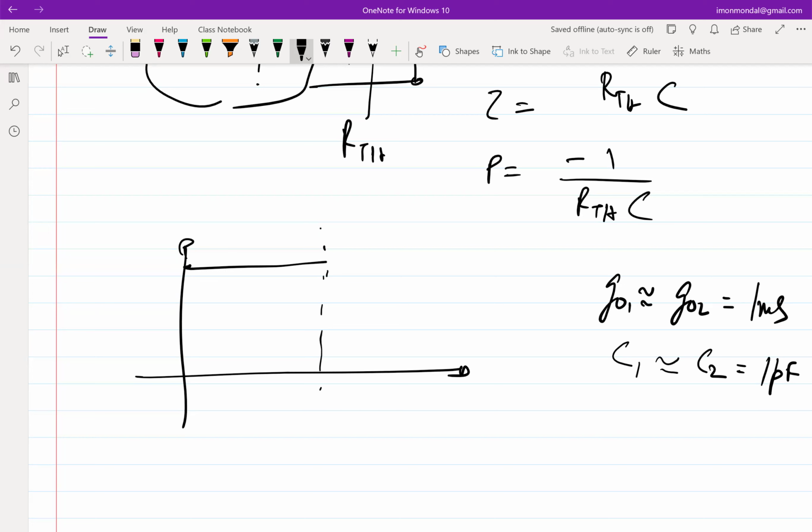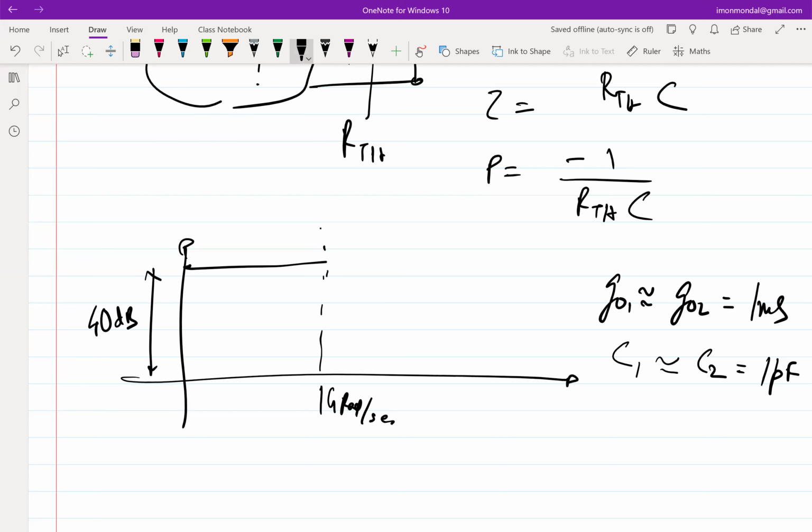So G01 over C1 essentially becomes 1 gigaradian per second, and G02 over C2 is also 1 gigaradian per second. Let's say the DC gain for each of the stages is 20 dB, so this is 40 dB. After that, you hit 2 poles, which means you have a 40 dB per decade roll-off. Where am I going to hit UGB? I'm dropping 40 dB in 1 decade, so this will be at 10 gigaradian per second.